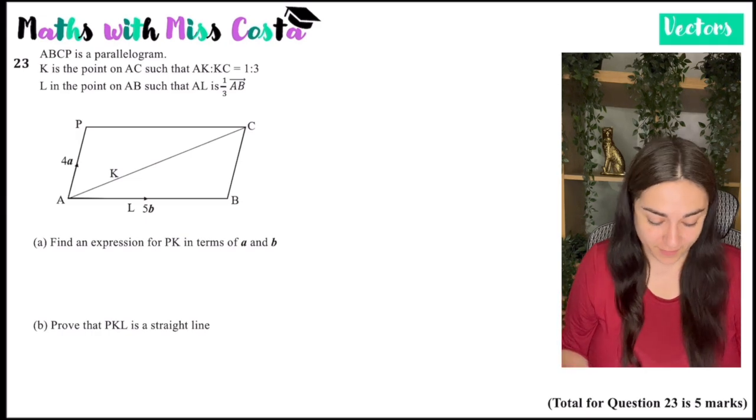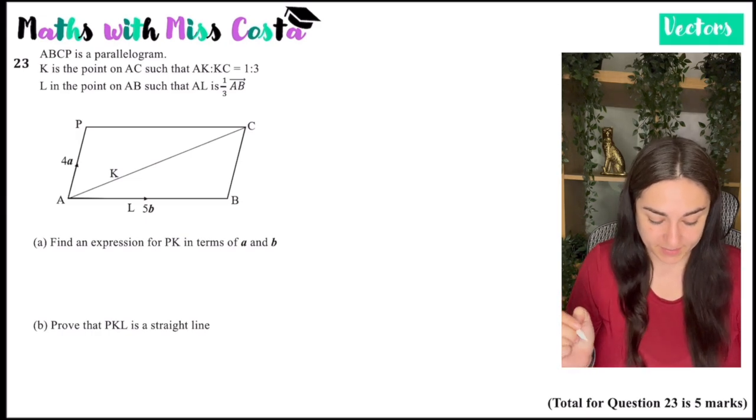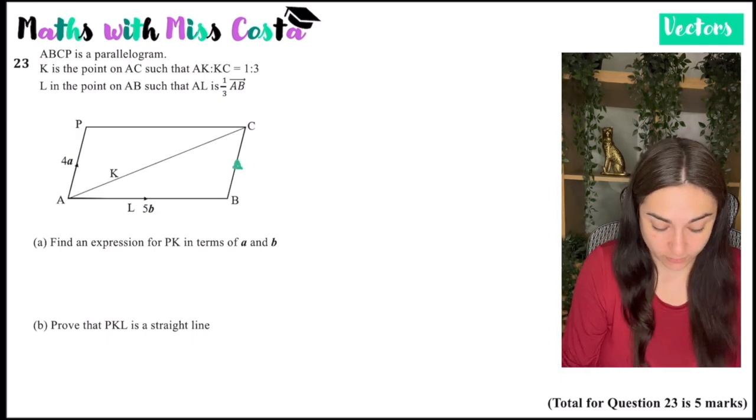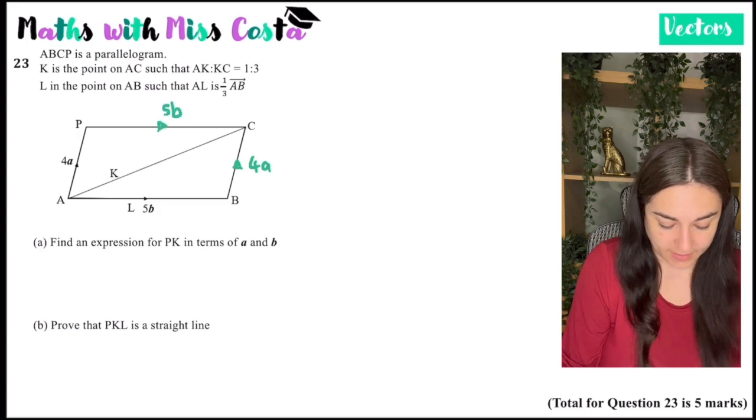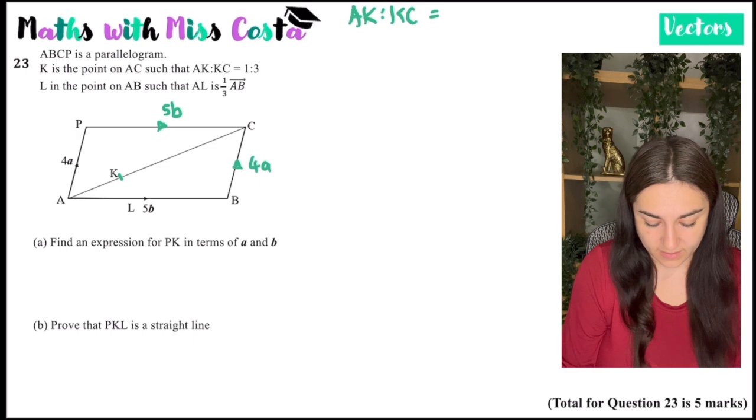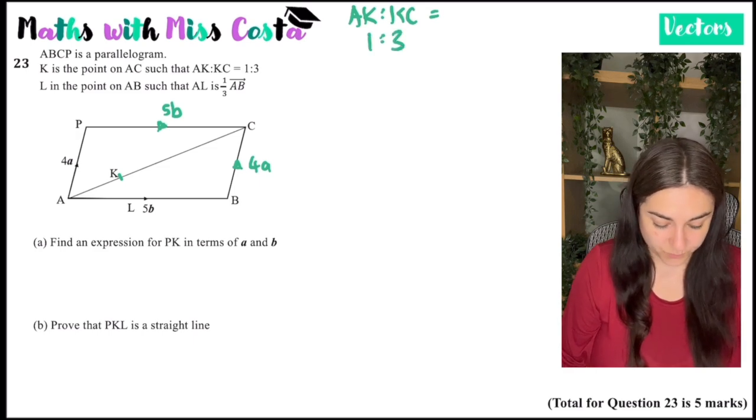Okay, so here I've got a vectors question. I'm told that ABCP is a parallelogram, which means that its opposite sides are equal. So all vectors that are parallel are also going to be equal. So let's just fill that in. K is the point on AC, such that AK to KC is 1 to 3. Okay, and L is the point on AB such that AL is a third of AB.